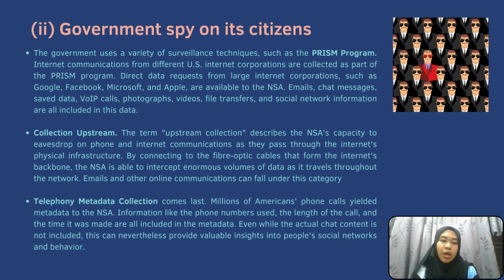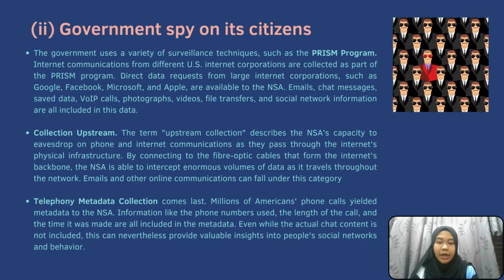Upstream collection. The term upstream collection describes the NSA's capacity to eavesdrop on phone and internet communications as they pass through the internet's physical infrastructure. By connecting to the fiber optic cables that form the internet's backbone, the NSA is able to intercept enormous volumes of data as it travels throughout the network. Emails and other online communications can fall under this category.